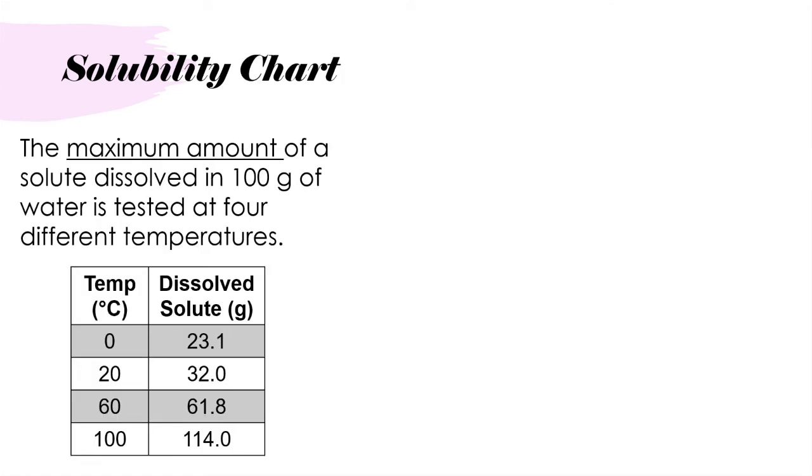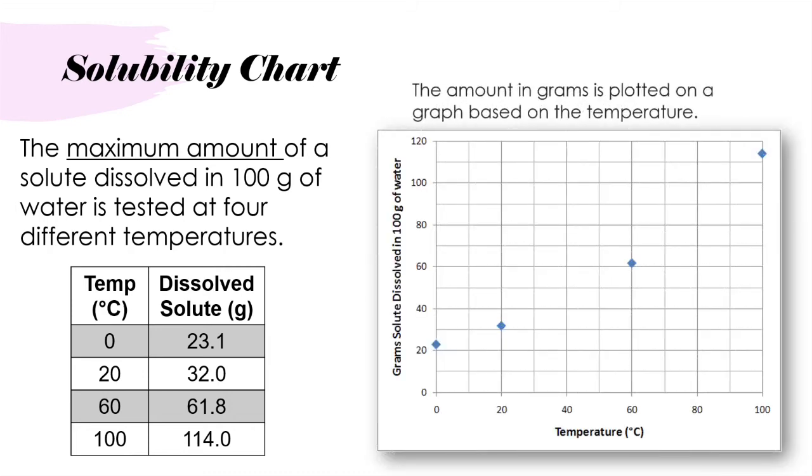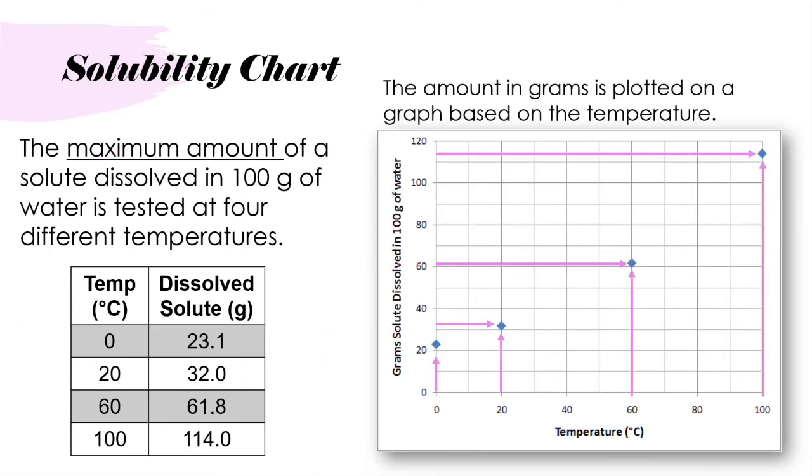So what I want you to do is to be sure to graph this in your notes. You may want to pause now and replay after plotting. You're plotting the table. Don't forget to label your axes. So the maximum amount of solute dissolved in 100 grams of water is tested at 4 different temperatures. You just graph these points right here.